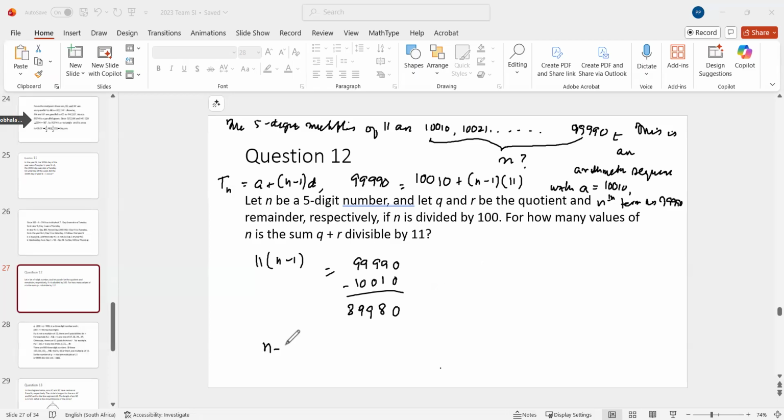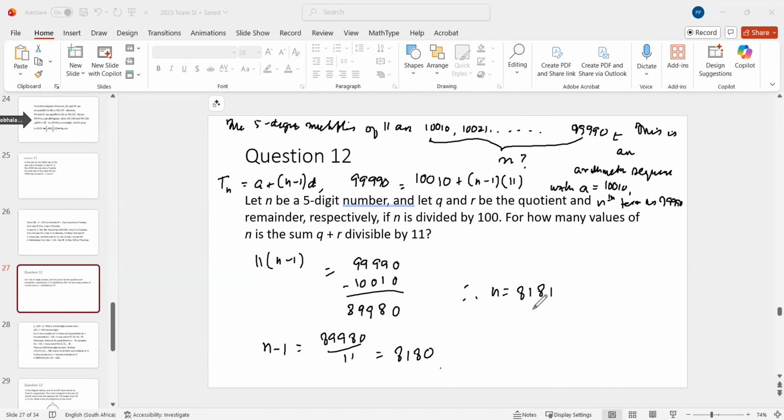So n minus 1 is this number, 89980 divided by 11. And you can quickly check this to see that it's 8180. That's n minus 1. And therefore n is equal to 8181. And these represent the 5-digit multiples of 11.